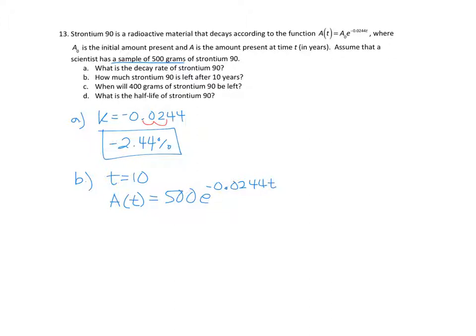And in this part, since we want the amount after 10 years, we're going to plug 10 in for t. So we want to find a of 10. So that would be 500 e to the negative 0.0244 times 10. And again, make sure if your calculator doesn't raise the exponent for you, that you have your exponent in parentheses. And plugging that into the calculator, we get approximately 391.74 grams.